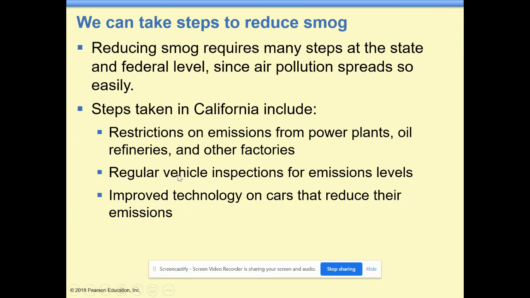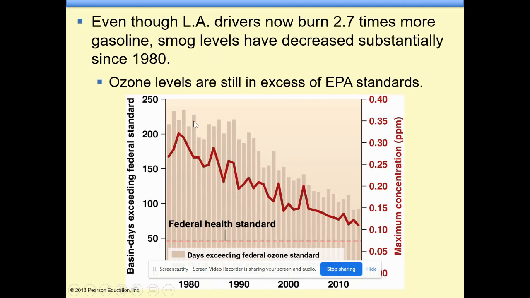What can we do? We can restrict the emissions from our power plants and oil refineries. We can have regular vehicle inspections, and we can improve on the technology in our cars, like make catalytic converters even more efficient. But we've done our best. We've actually decreased the amount of smog levels in LA over the last 40 years, as you can see.